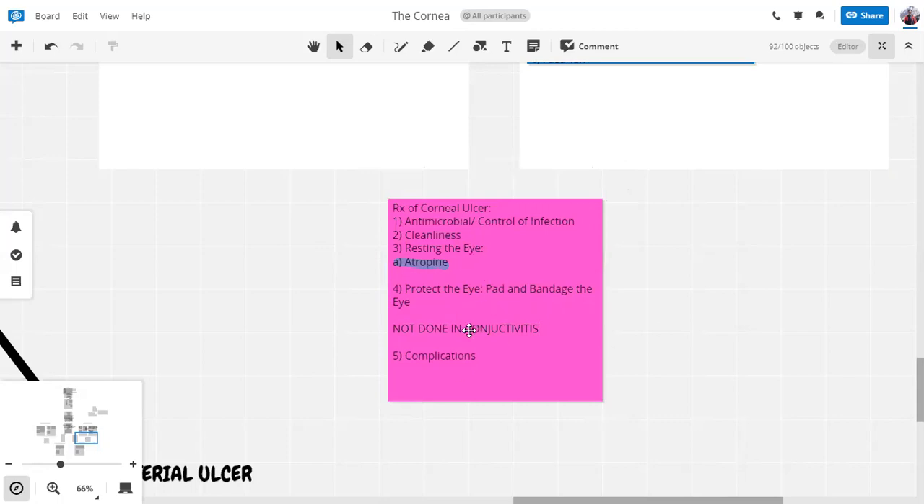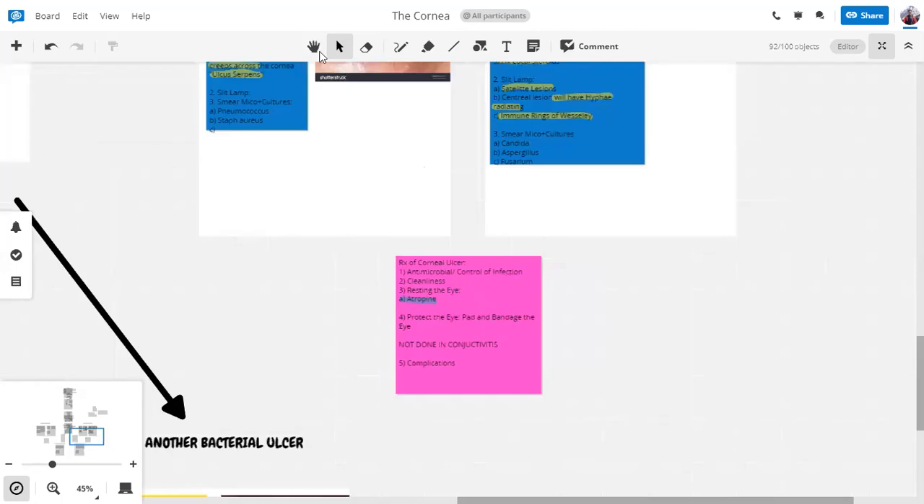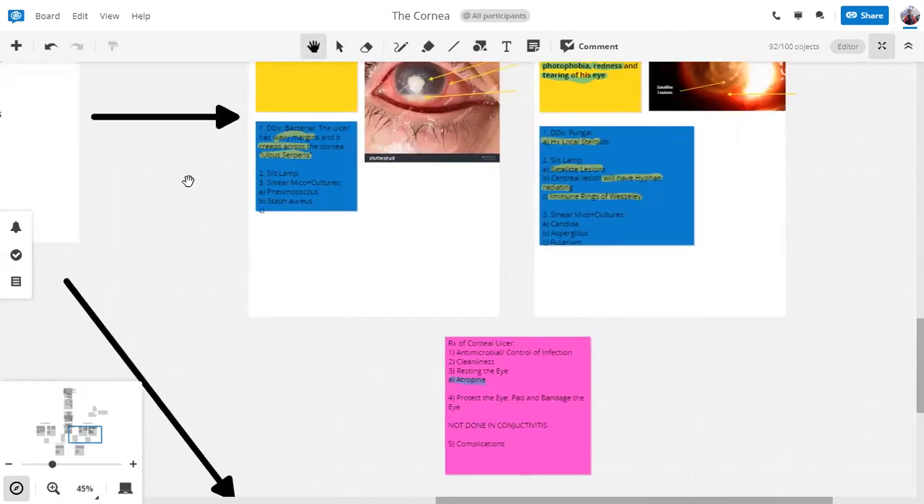Lastly, we have to treat the complications and the things which arise with the complications. Complications we will discuss once we're done with these ulcers.